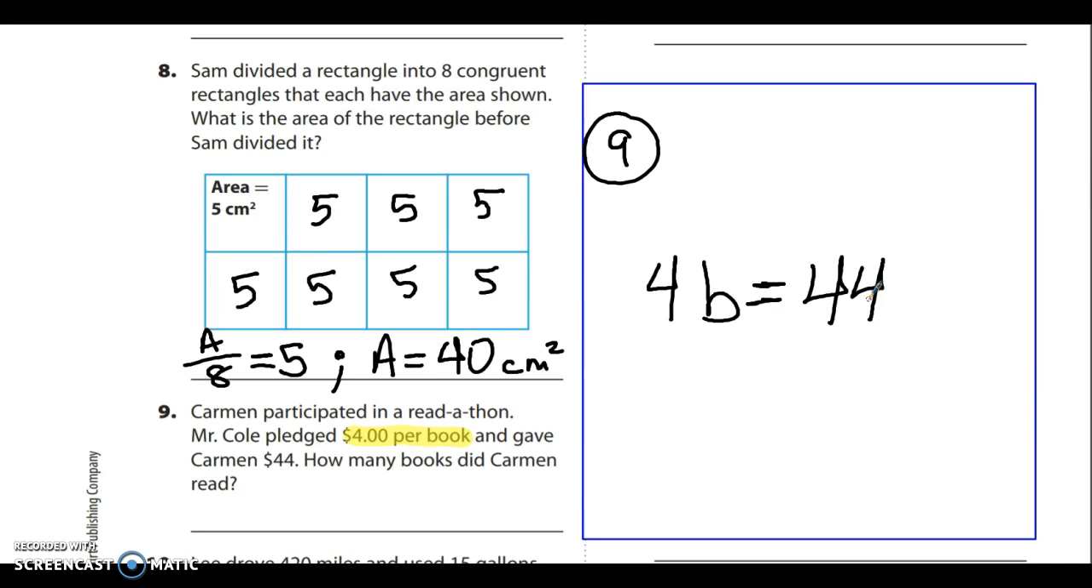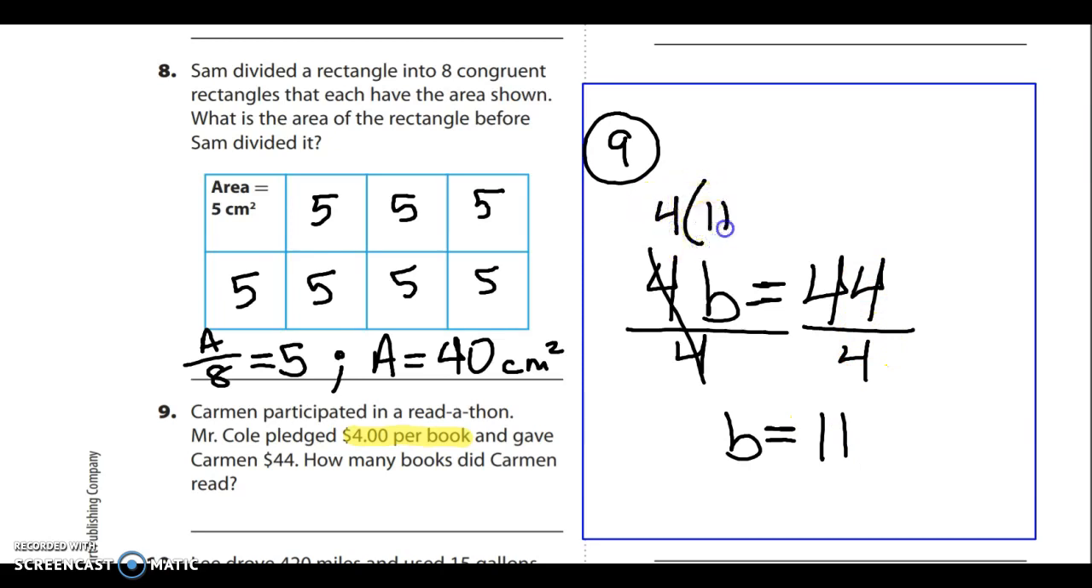What does b have to be? 4 times b equals 44. Well, I solve this multiplication by dividing. It's always what you do. You do the opposite operation, the inverse operation. These 4's cancel. All that's left is b equals 44 divided by 4, which is 11. That makes perfect sense because 4 times 11 is equal to 44. So the equation is 4b equals 44, and the answer is b equals 11 books.